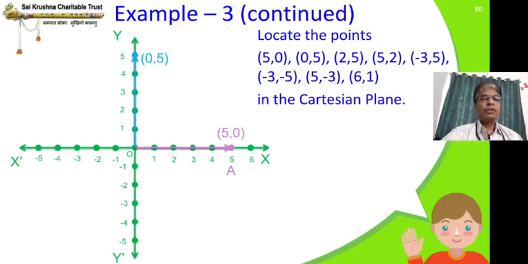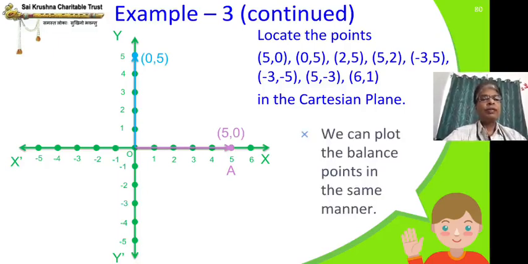Yes, now you have finished. So let us take (2, 5). I am going to do a slight shortcut. Since for (2, 5) both are positive, it is in the first quadrant. So 2 units from y axis and 5 units from x axis. So that is the point (2, 5). Okay, we can plot the balance points in the same manner. So (2, 5) I have marked: 2 units from y axis and 5 units from x axis, since it is positive, quadrant 1. Now the next point is (5, 2), again this is also quadrant 1, 5 units from y axis and 2 units from x axis.